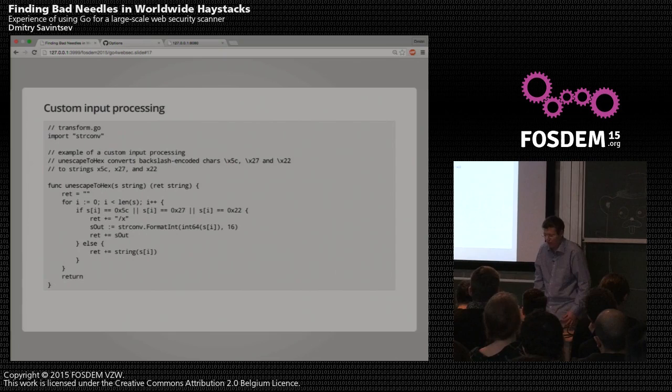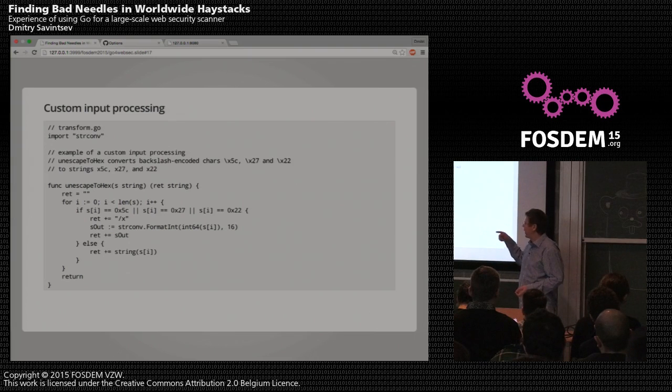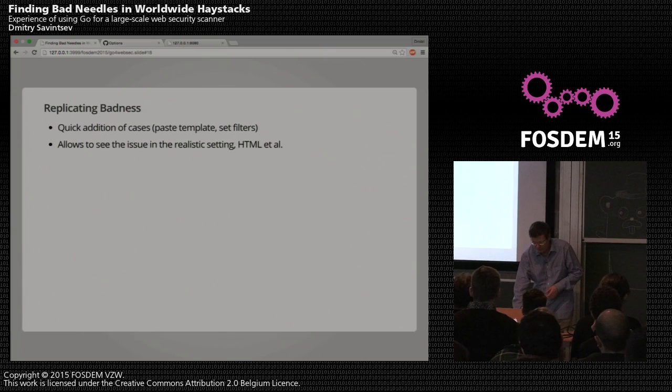And here's an example of custom processing. It doesn't come often, but there was a bug where the escaped backslash x would be converted to the normal characters. So that function just undoes it. This is a kind of corner case. This can be done for replicating badness. If we find a bug or an internal issue, then we could just paste the template, set filters, and have a new case. And it also allows us to see the issue in a realistic setting.